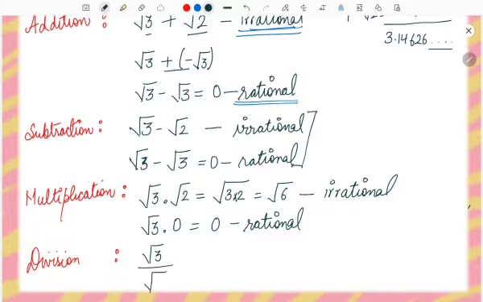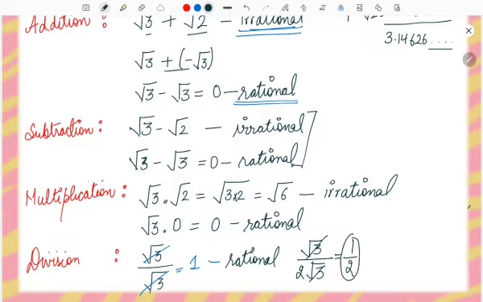Root 3 when divided by root 3, the answer would be 1, which is rational. Root 1 is rational, right? If I have root 3 divided by 2 root 3, root 3 gets cancelled with root 3, then what is the answer that I am getting? 1 by 2. It is again a rational number, right?